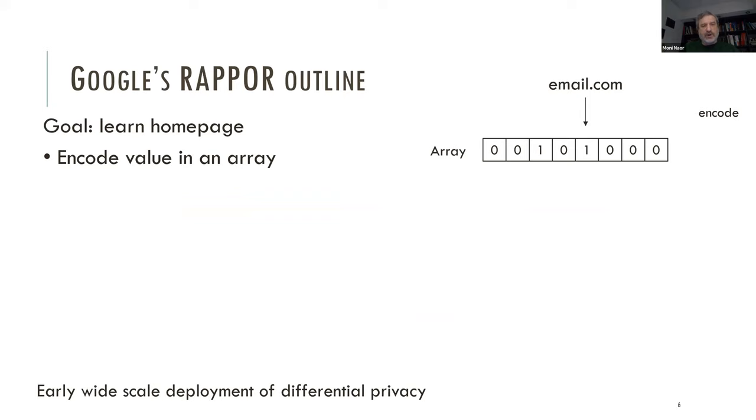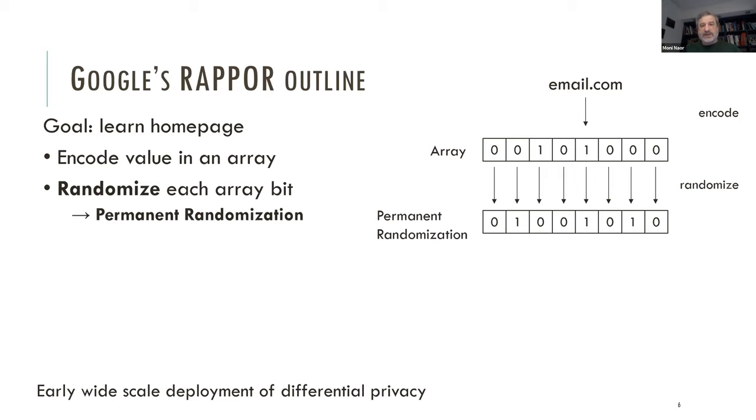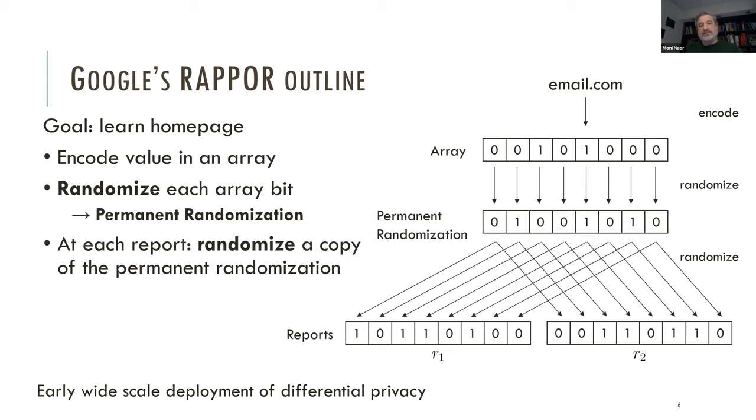The way it works is you take the homepage and you encode it in a Bloom filter manner in an array. Initially the array is very sparse, with only a few ones and almost all zeros. But then it's randomized, and each bit is flipped with a certain probability. That's called the permanent randomization, and it stays the same for a while. Each time a user reports, the user sends a randomized report of the permanent randomization, so further noise is added. In R1, you take a copy of the permanent randomization, add some more noise to it, and send the result. Similarly in R2, etc. And then a server who receives these reports can figure out statistics about the popular home pages, if the noise is not too large.